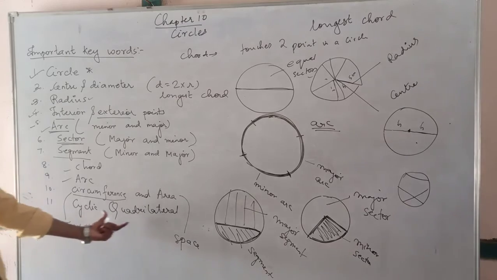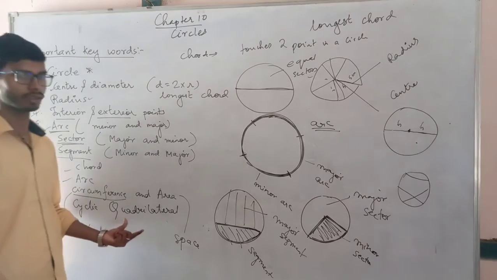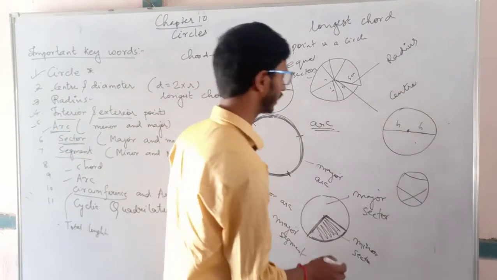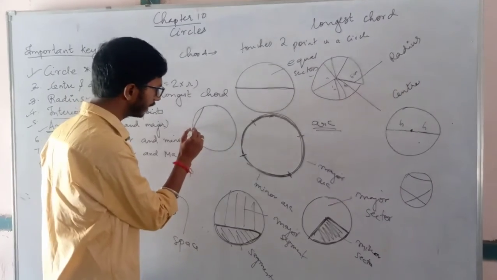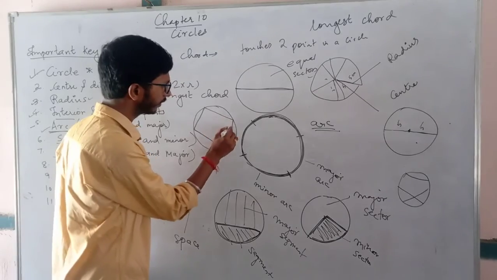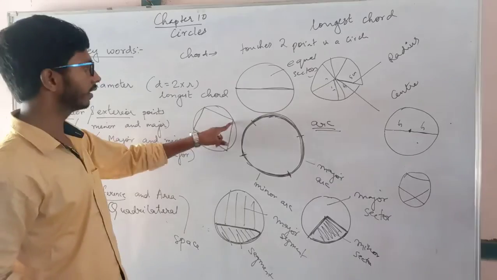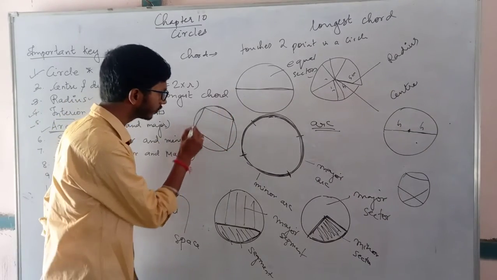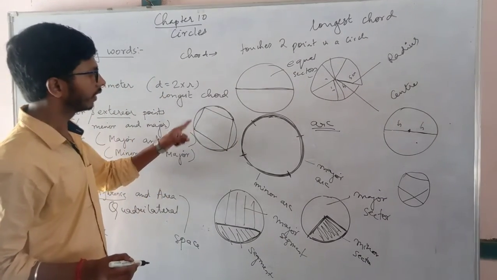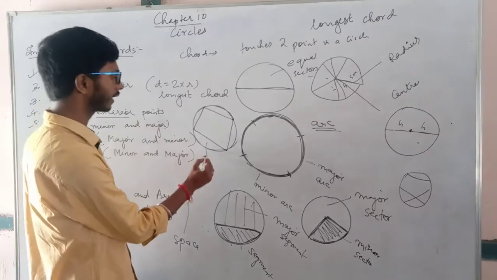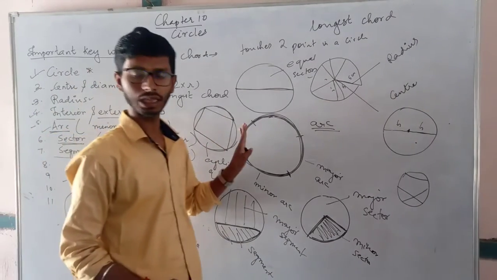And the last point is cyclic quadrilateral. So when can we say a quadrilateral is cyclic? Quadrilateral means it is a four-sided figure, okay? So if any four-sided figure is inside a circle, that means all four vertices of the quadrilateral touch the circumference of the circle. Okay, you can see all these endpoints touch the circle. Then such a figure we call a cyclic quadrilateral. A few properties are there, we will see in the next class.